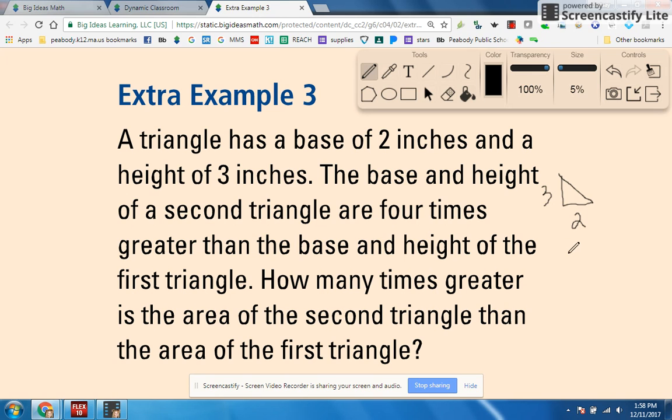Then it says the base and height of a second triangle are 4 times greater. So multiply 2 by 4, write that dimension. Multiply 3 by 4, write that dimension. And it says how many times greater is the area of the second triangle than the first. So once you figure out what these two dimensions are, by multiplying these 2 by 4 to get these new dimensions, you're going to find the area of each triangle by doing base times height divided by 2. So base times height divided by 2, these dimensions, base times height divided by 2, and then divide those two answers together. That one's kind of a multi-step, but see if you can figure that one out.